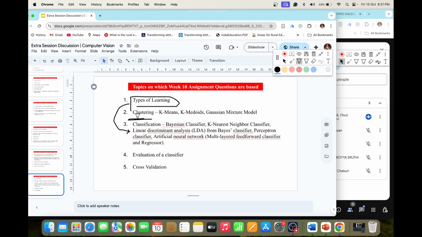Okay, unsupervised learning, if I start with unsupervised learning, that is clustering. We have three algorithms that have been discussed: k means, k medoid, and Gaussian mixture model. Out of these, k means and k medoid are very important from your numerical point of view. Gaussian mixture model, you just read it more for your concept.